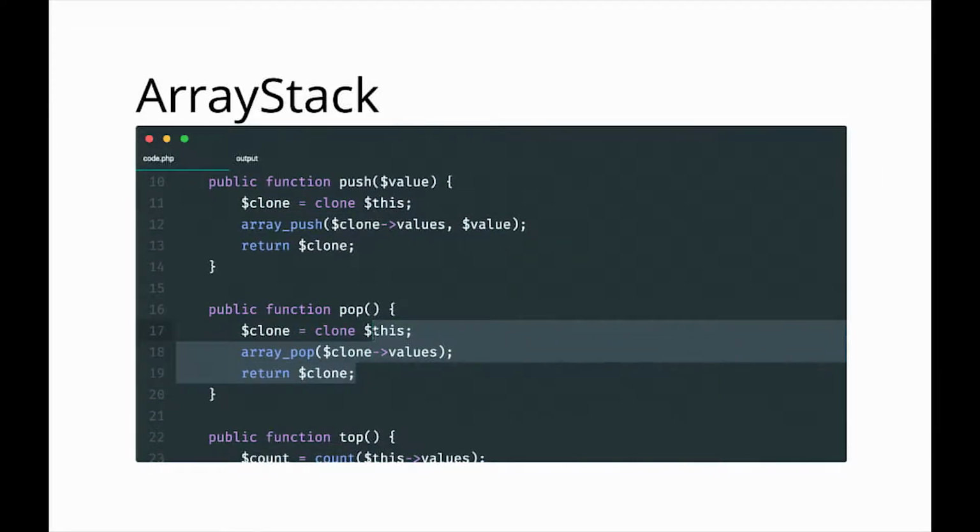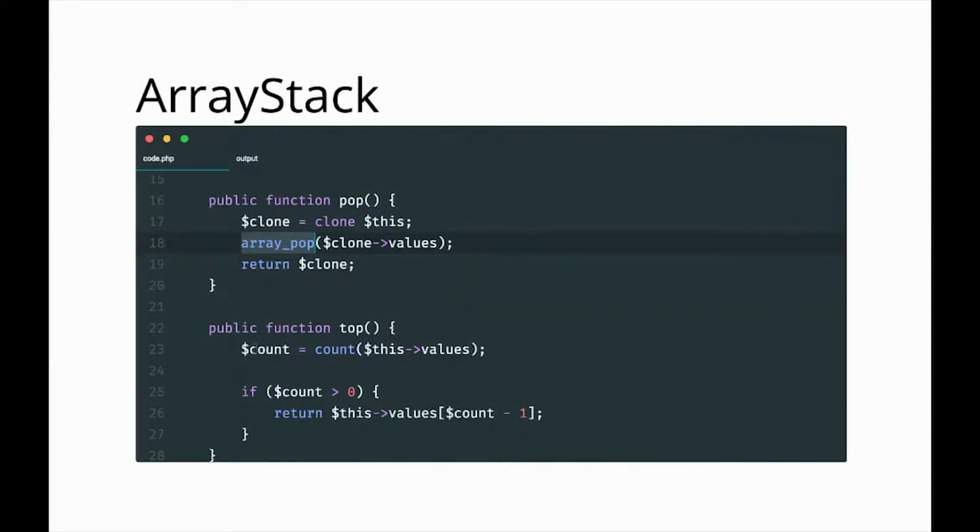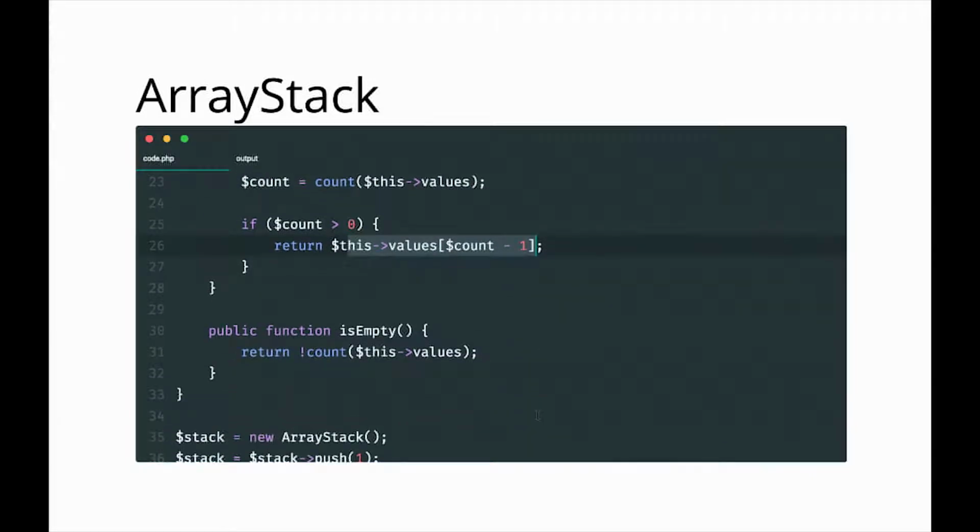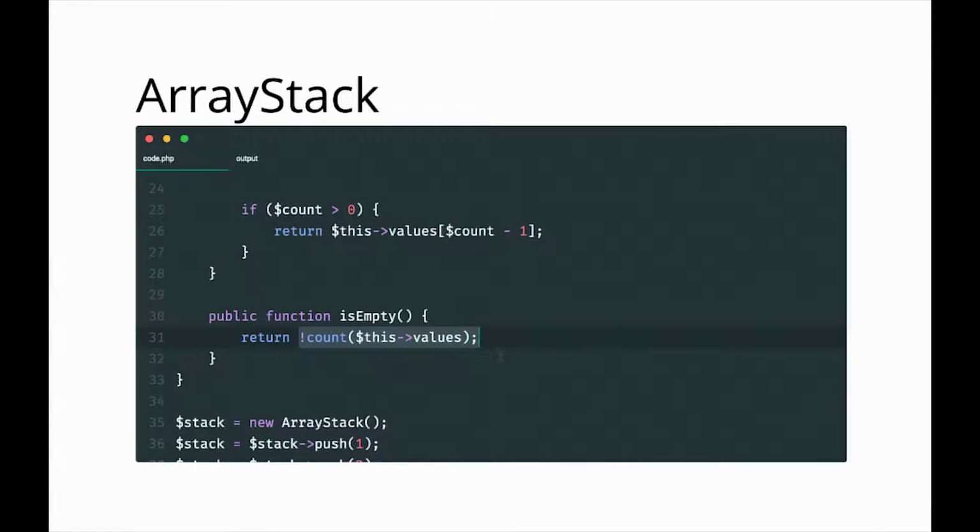I do something predictably similar with pop, and the PHP array push and array pop functions are quite helpful in this instance. Top just checks if there are any values to return, and if there are, it returns the top one. And empty checks if there are any values. So this isn't a particularly difficult implementation, but it's one that adheres to the same operations and rules as we've seen a stack should have.